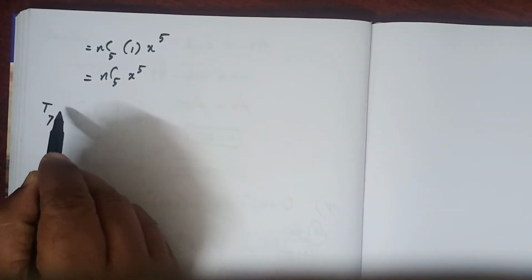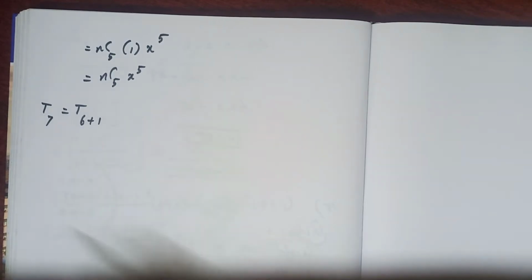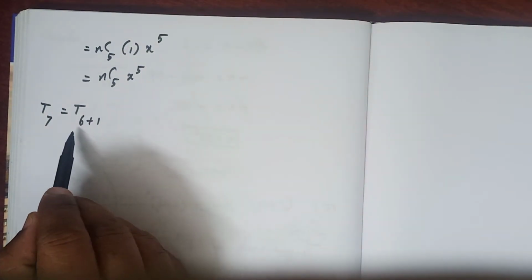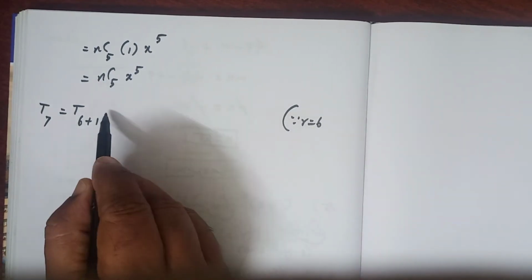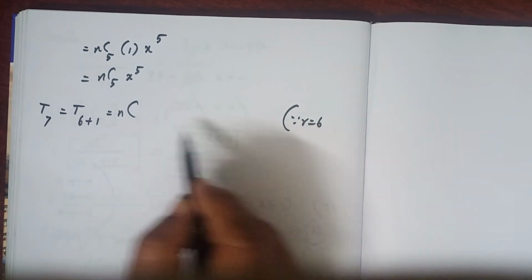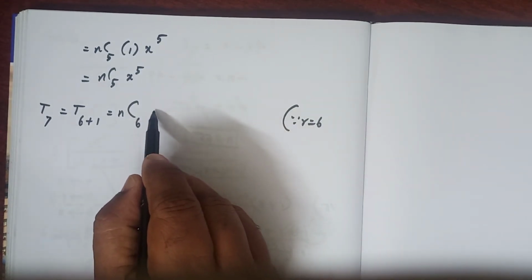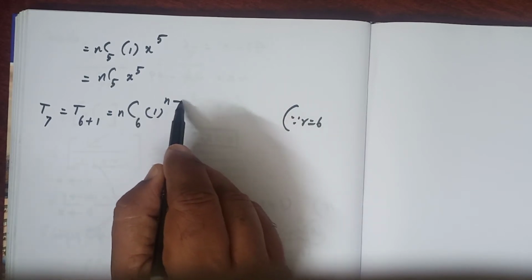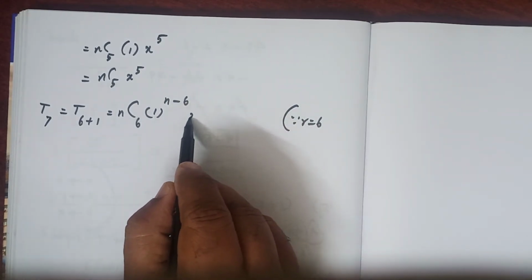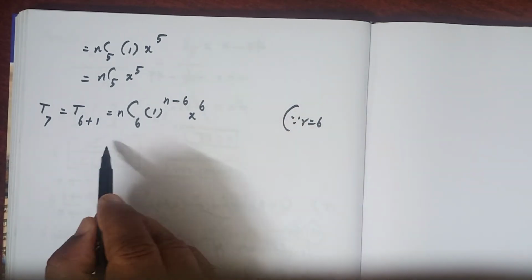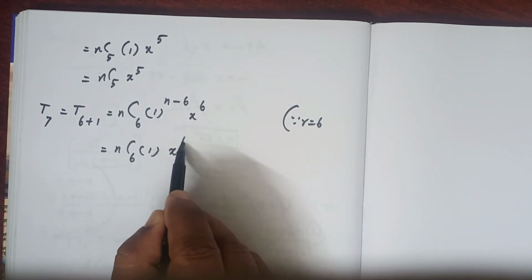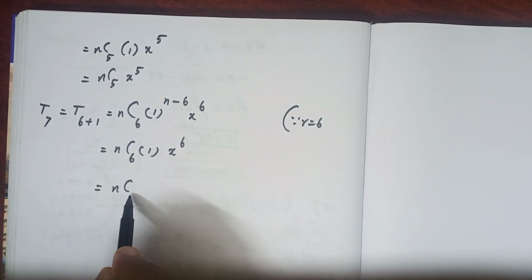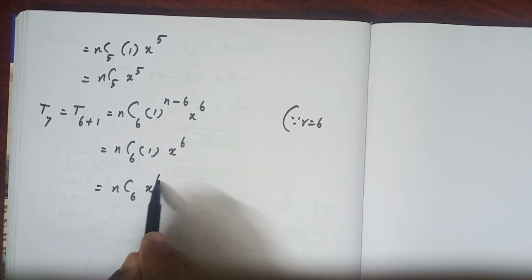Finally, the 7th term. T7 is equal to T6 plus 1. This is of the form T r plus 1, r is equal to 6. Formula NCR, r is equal to 6, a is 1 power n minus r, value is 6, and b is x power r, that is equal to 6. So NC6 into 1 power anything is always 1 into x power 6, that is equal to NC6 into x power 6.